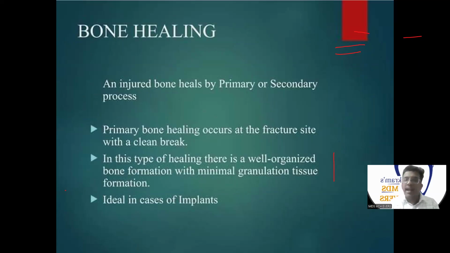And bone healing: an injured bone heals by primary and secondary processes, like what you have studied in general pathology, the healing of the bone. A similar thing will happen. Primary bone healing occurs at a fracture site with a clean break, because we are creating the fracture here. We are getting a surgical osteotomy site in the bone, and thereafter we place an implant. In this type of healing, there is well organized bone formation with minimal granulation tissue formation, which is ideal in the case of implants.